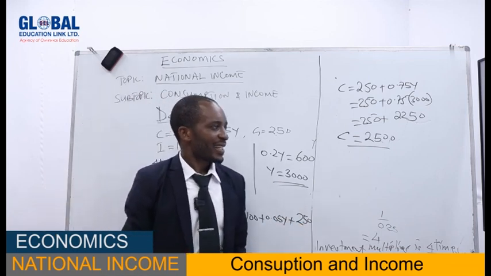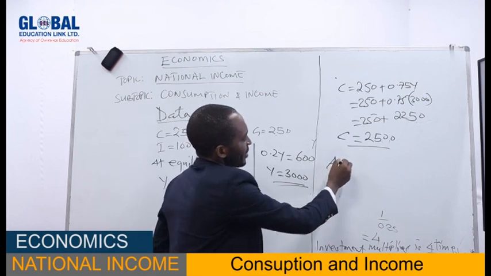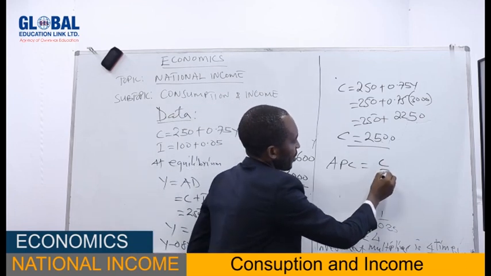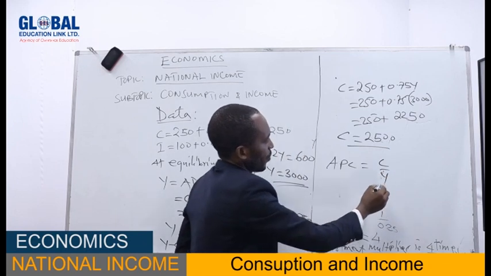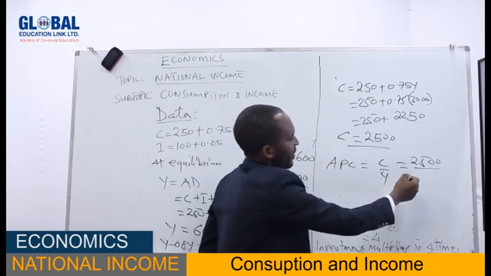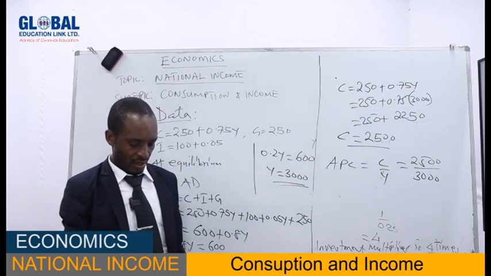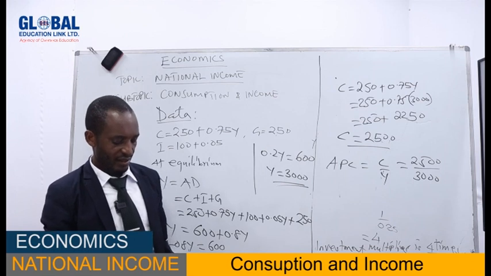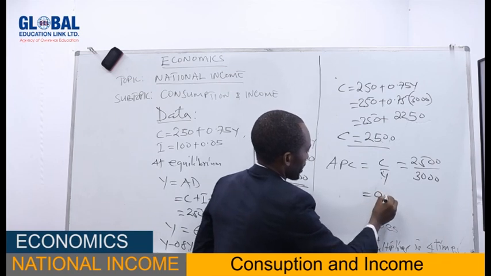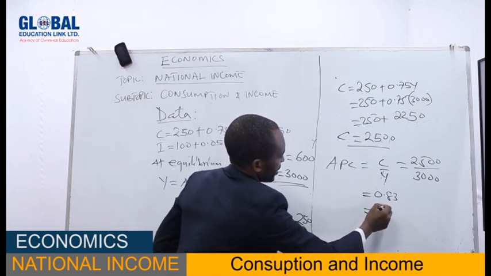Now we are asked to find the percentage of income used in spending on goods and services. So the percentage is the same as finding the APC. So it will be equal to C over Y, which is equal to 2,500 divided by 3,000. So when you divide, the answer will be 0.83, which is the same as 83%.